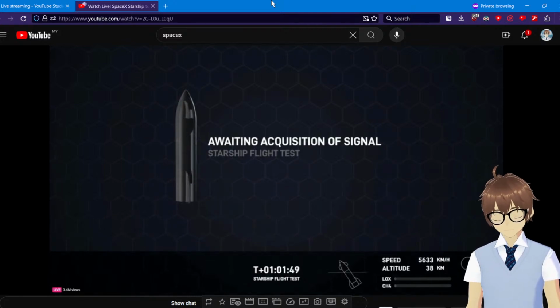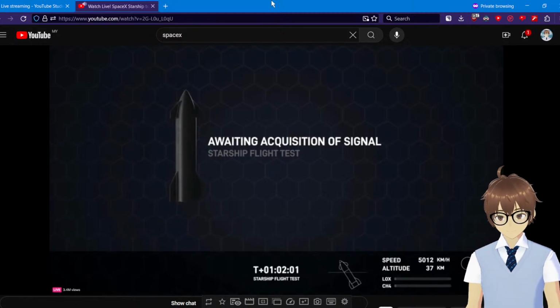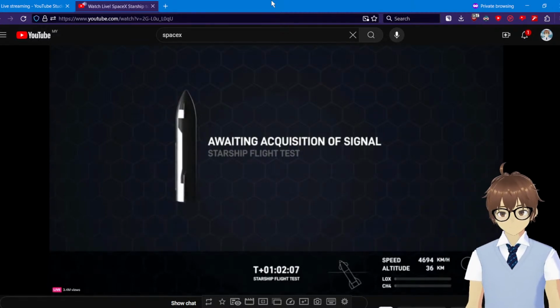Past maximum dynamic pressure, that is great news. Maximum dynamic pressure being the moment in which the vehicle experiences the greatest amount of aerodynamic pressure. Speed is still dropping. We're now at 5,000 kilometers per hour, 37 kilometers above the ocean. We are targeting a splashdown in the Indian Ocean.